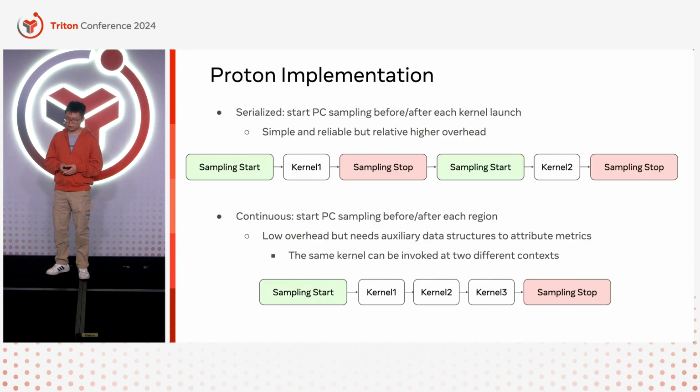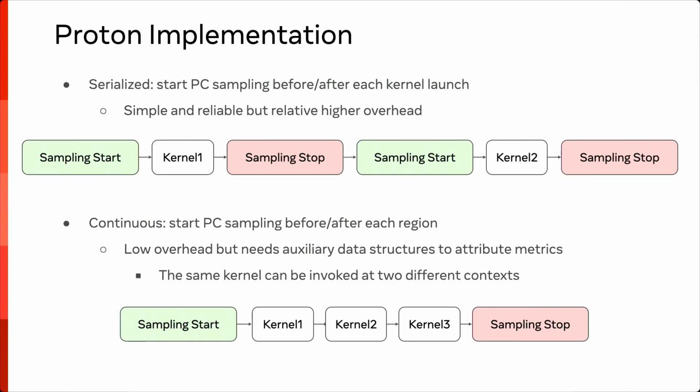Here's how Proton implements PC sampling, or instruction sampling. It has 2 modes. The first mode is profiling in serialized fashion, in which we start and stop instruction sampling before and after each kernel launch. It's a relatively simple method in which we can accumulate metrics and attribute them to the corresponding kernels correctly and simply. However, it's going to introduce relatively higher overhead.